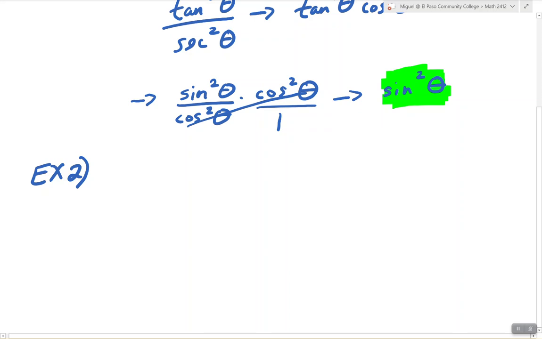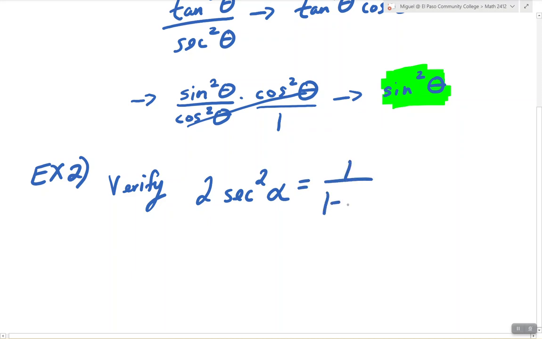Example 2. These ones that we're practicing, you might never see them again, because there are so many examples of this. But it's really just for you to see the different ways that we can get there. Example 2, verify: 2 secant squared of alpha equals 1 over 1 minus sine of alpha plus 1 over 1 plus sine of alpha.